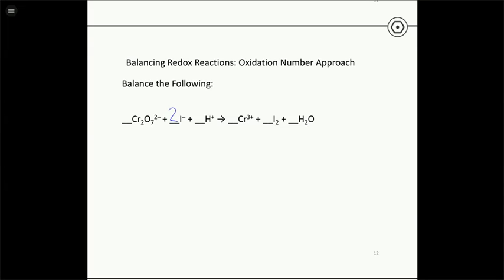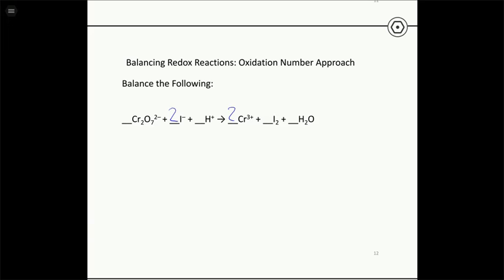And then same story here for the chromium. So we have a Cr2O7 2 minus and a chromium 3 plus. This has 2 chromiums, this has 1. So no matter what our final coefficients are, we're going to have to double the coefficient on Cr3 plus. So I think it's helpful to put it in at the beginning sometimes in this situation where it's pretty obvious that we have to do that.